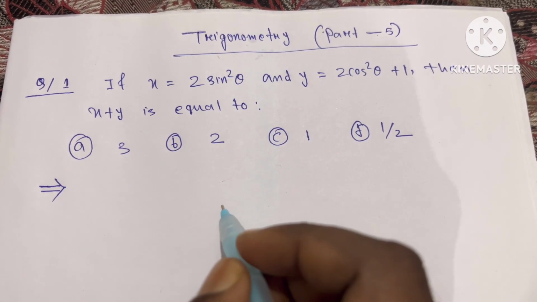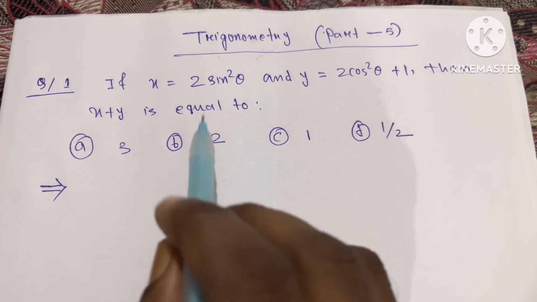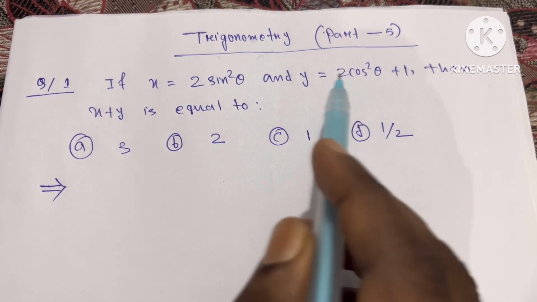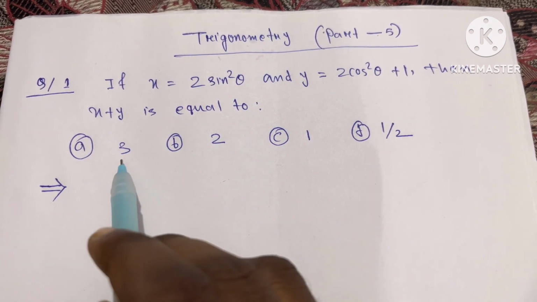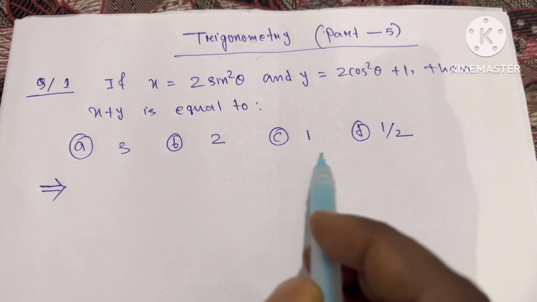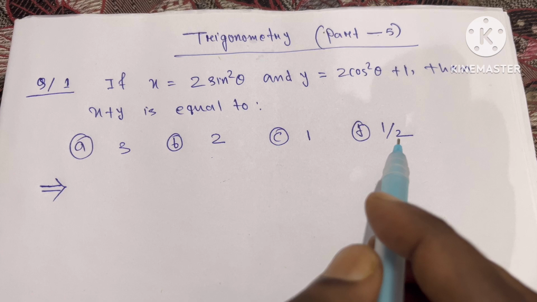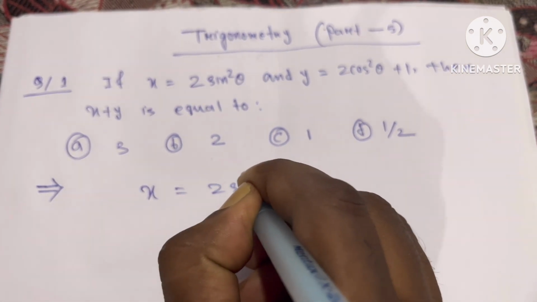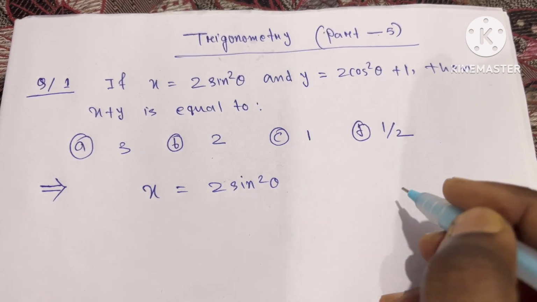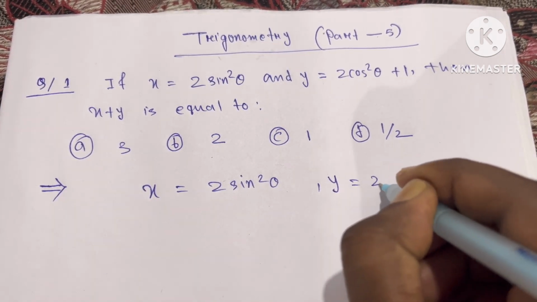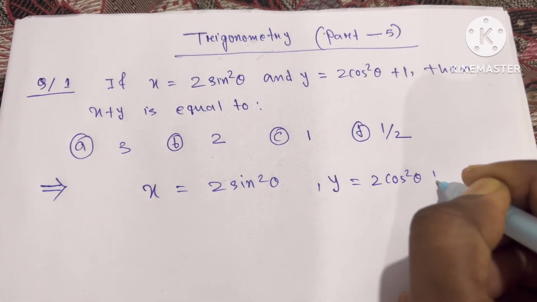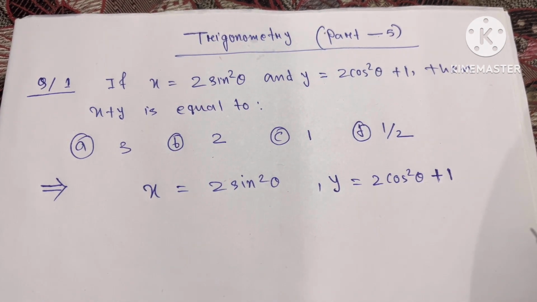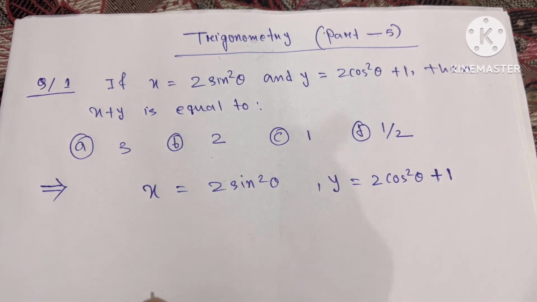Trigonometry part 5. If x is equal to 2 sin square theta and y is equal to 2 cos square theta plus 1, then x plus y is equal to? Options: A 3, B 2, C 1 and option D is 1 by 2. So this is very simple. Given that the value of x is equal to 2 sin square theta, and the value of y is equal to 2 cos square theta plus 1. We need to find the value of x plus y.